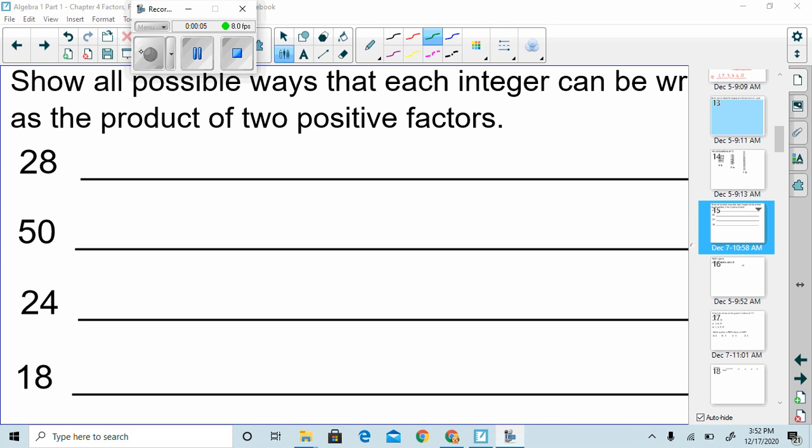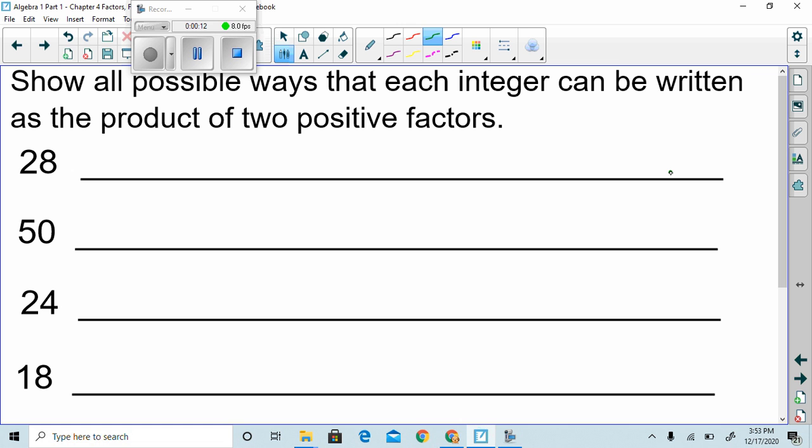Let's go back to yesterday's lesson and show all the possible ways to write an integer by writing it as products of positive factors. We said that we'd use our rules of divisibility, and we could start with always 1 and the number itself. And we're making it into a list. 1 times 28. It's an even number, so it's 2 times 14. Not divisible by 3, but it is 4 times 7, and we're done.